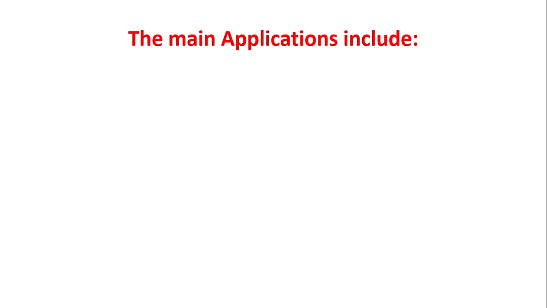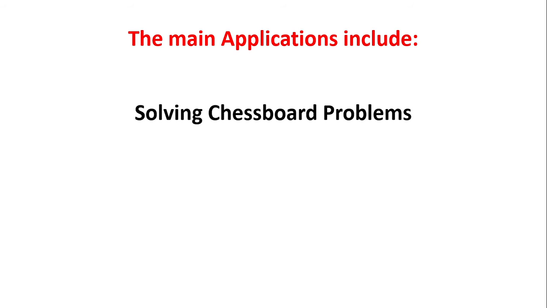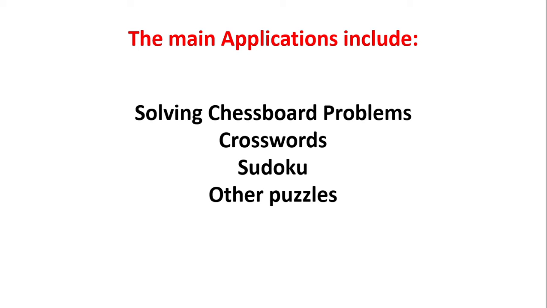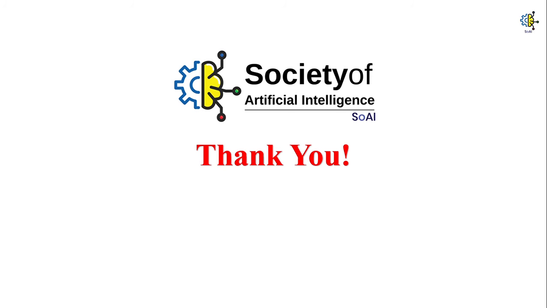The main applications of the backtracking algorithm are in solving chessboard problems, crosswords, Sudoku, and many other puzzles, as it checks all possible constraints to find answers in the recursive process. Hope you got a general idea of how it works.